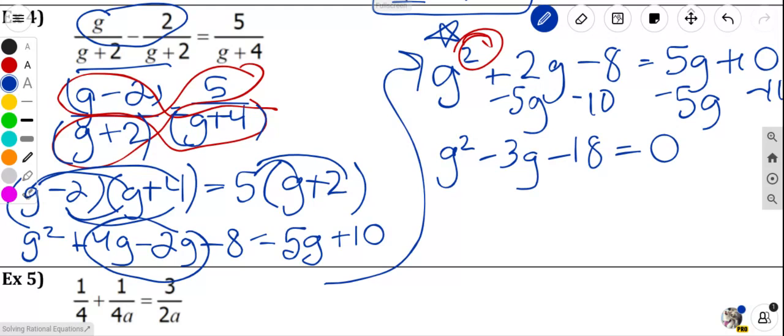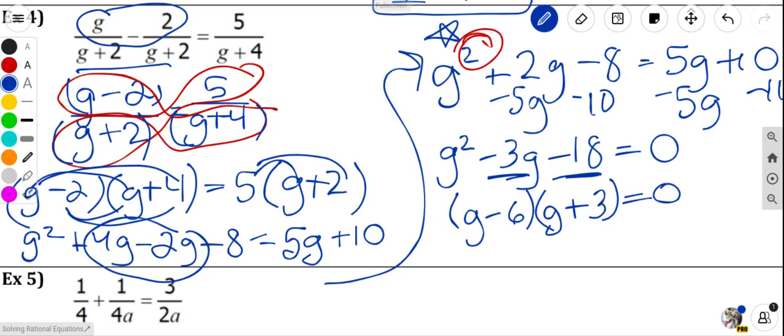Once you bring everything to one side, then you typically will have a trinomial. If we didn't have a trinomial, you would just want to factor by GCF. This one's a trinomial though, so we want numbers that multiply to negative 18 and add to negative 3, which are g minus 6 and g plus 3.